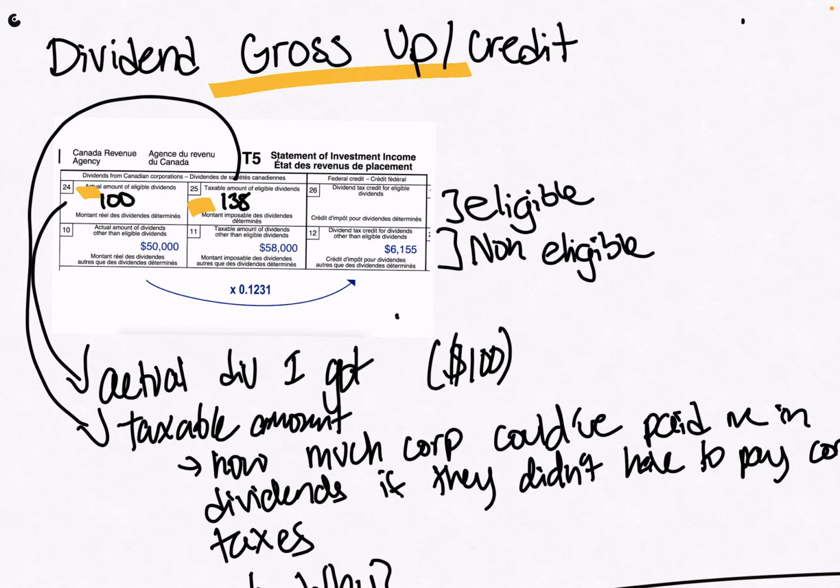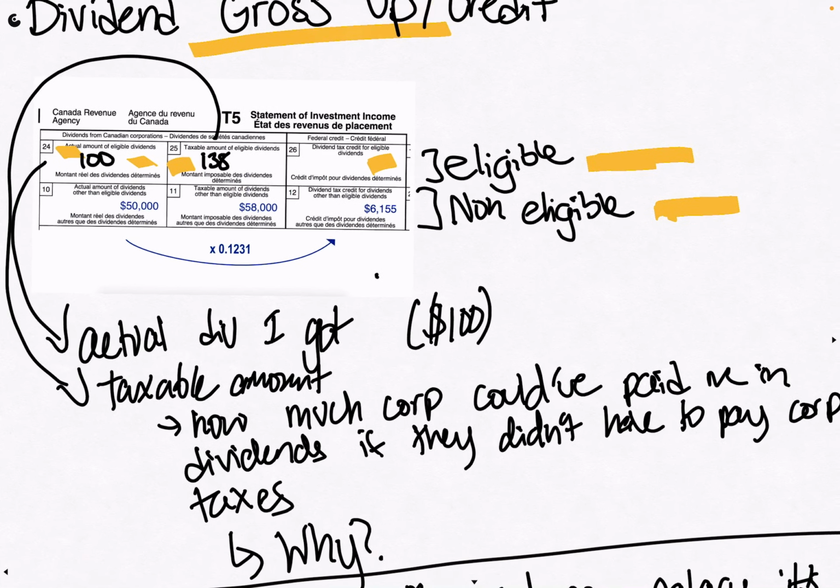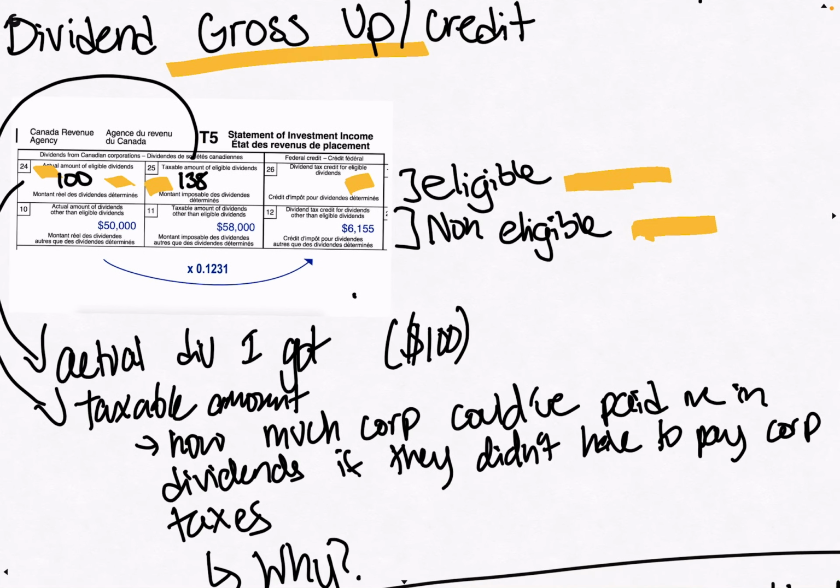So basically it's 1.38 times the actual amount over here. And then over here we have the dividend tax credit for eligible dividends. This would just be whatever the tax credit is. So this first row is for eligible dividends, and the bottom row is for non-eligible dividends. It's sort of just the same thing. Okay, over here, so the taxable amount is basically the gross up amount.